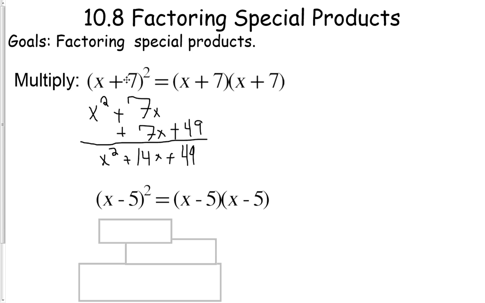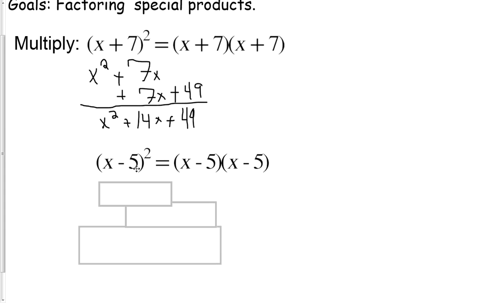Look at how x plus 7 squared compares to this. We don't just get x squared plus 49. We get the 14x, which is 2 sevens, 7 times 7, and then just the first number times the first part, x times x.